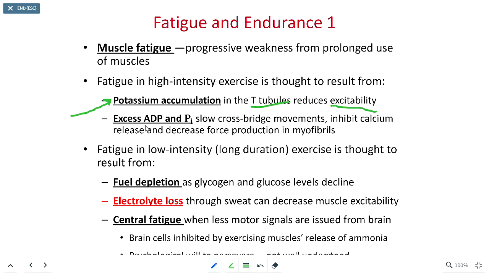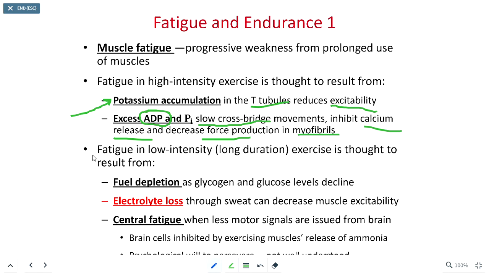We also start to run out of ATP. And instead of having ATP, we're going to have lots of ADP, and lots of extra ADP slows down the cross-bridge movement. ADP can competitively compete with ATP for the myosin heads. We also find that calcium release is going to be reduced, and ultimately the force production within our myofibrils goes down because we're running out of ATP.